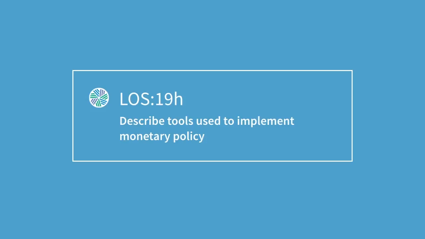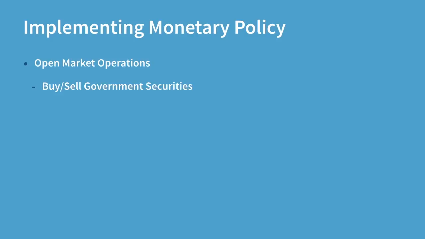The central bank has a number of tools available to help them implement their monetary policy. The first such tool they have is open market operations. This is where the central bank can step into the open market and buy or sell government securities. If they choose to buy government bonds, they put cash into the market, which increases the money supply, and as prices of government securities rise, interest rates fall.